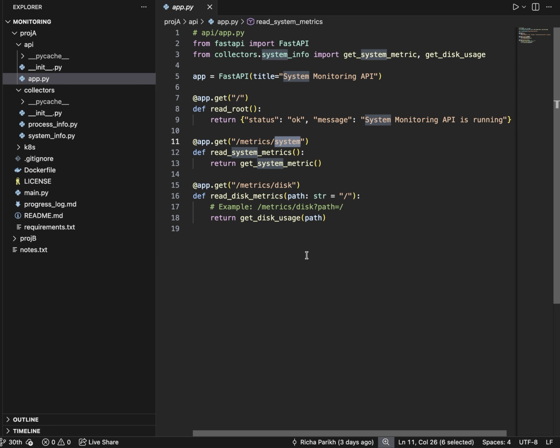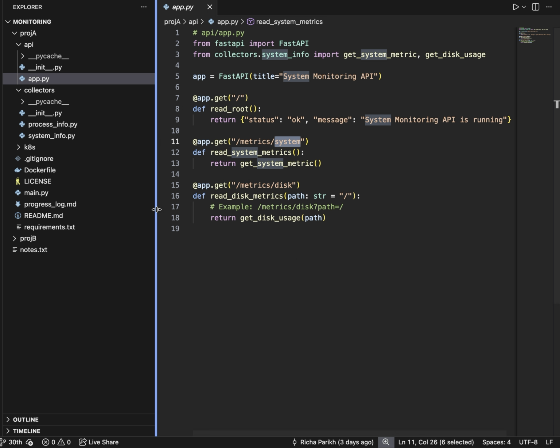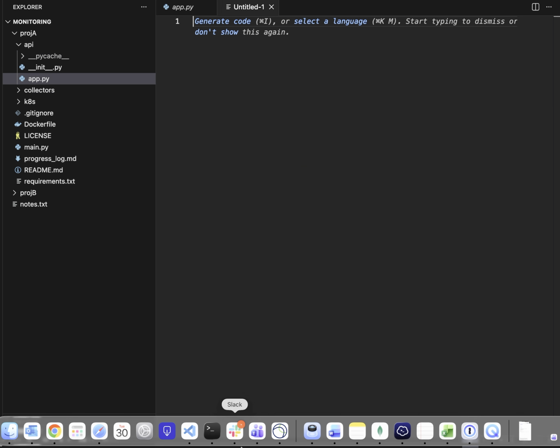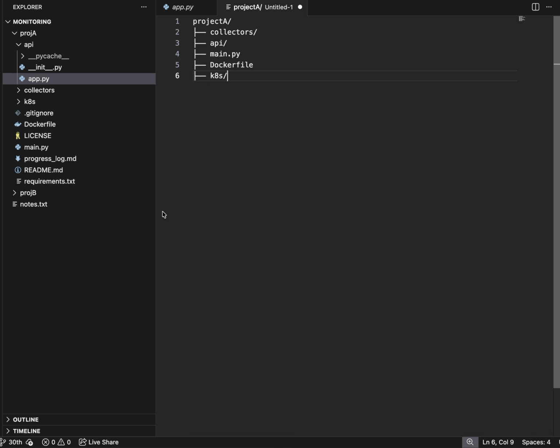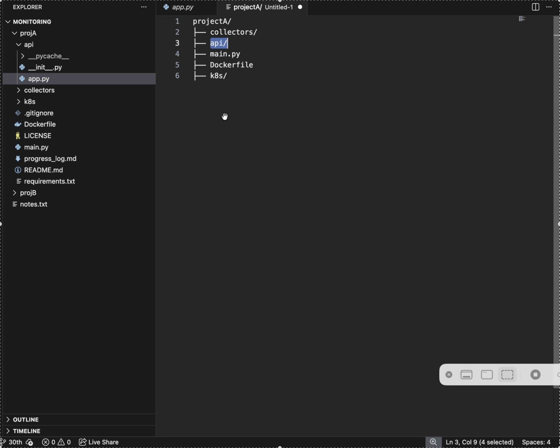Now we will explain the architectural flow. So, back to the project folder view. At a higher level, the flow is very simple. The collector collects the metrics from the OS, exposes them via an API, and allows other systems to consume them. This is the basic pattern followed by most operating system monitoring agents.